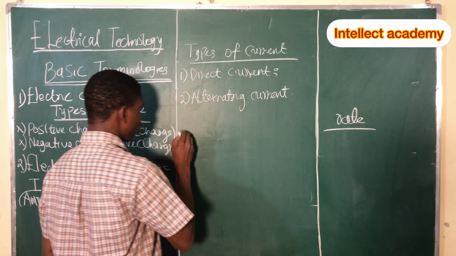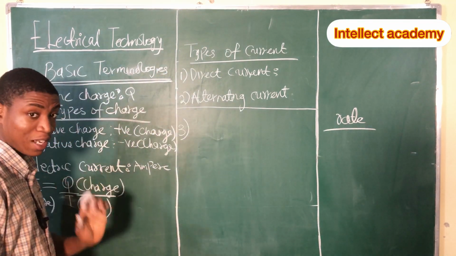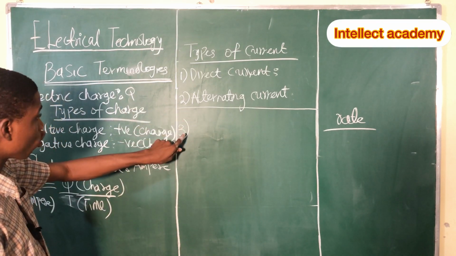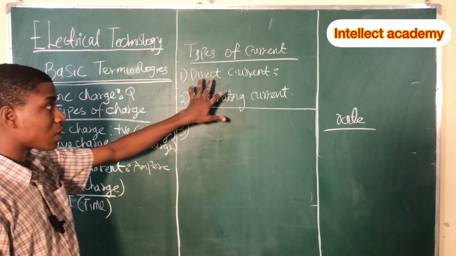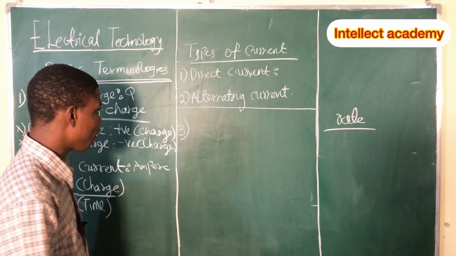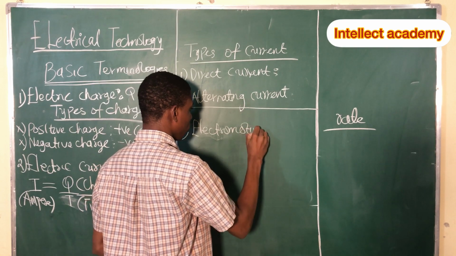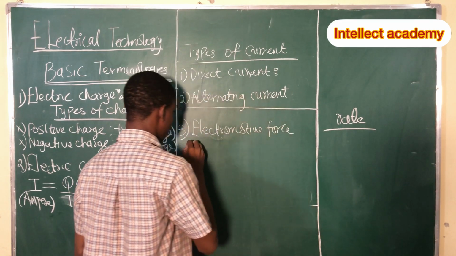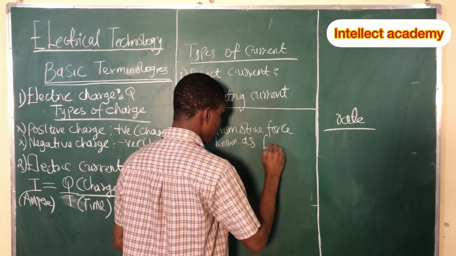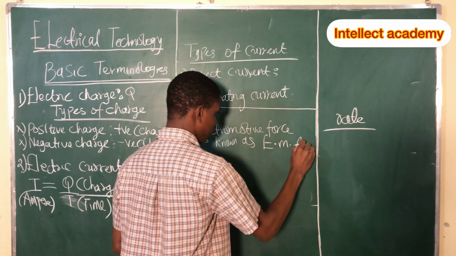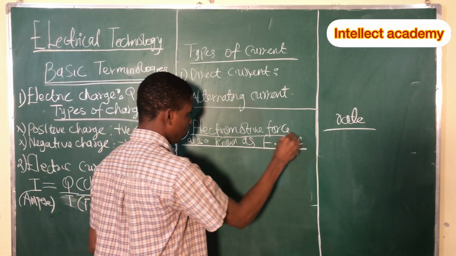Okay, now let's talk about the third terminology. This is not under the types of current. I'm going to make this very, very clear that the third one is from the electric terminologies, not the types of current. So we have the electromotive force, also known as the EMF. This is the third terminology.